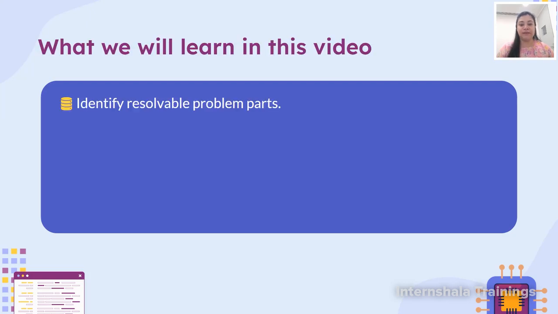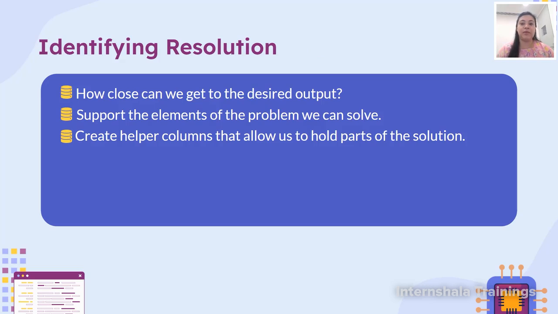So we will learn in this video about identification of the best resolvable problem parts, and also we'll see how to formulate some more effective searches to get the best solution to resolve a particular problem. In our previous video, we talked about what the business problem is and the breaking parts of the problem that we have broken out, right?